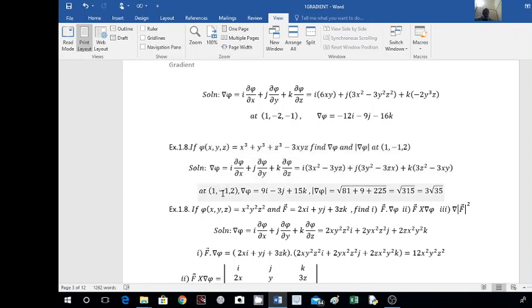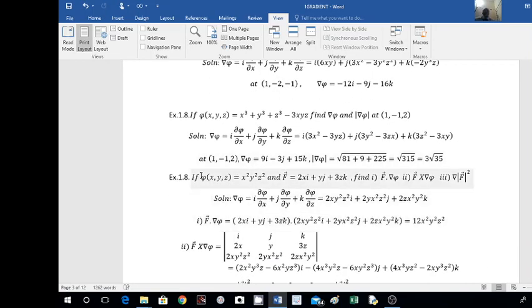Now at the point (1, −1, 2), put x equal to 1, y equal to −1, z equal to 2. Then we get ∇φ equal to 9i − 3j + 15k. The magnitude of this ∇φ is given by root of 9² + 3² + 15². After simplifying, this is root of 315, which can be written as 3 root 35. Okay. Next, another example.